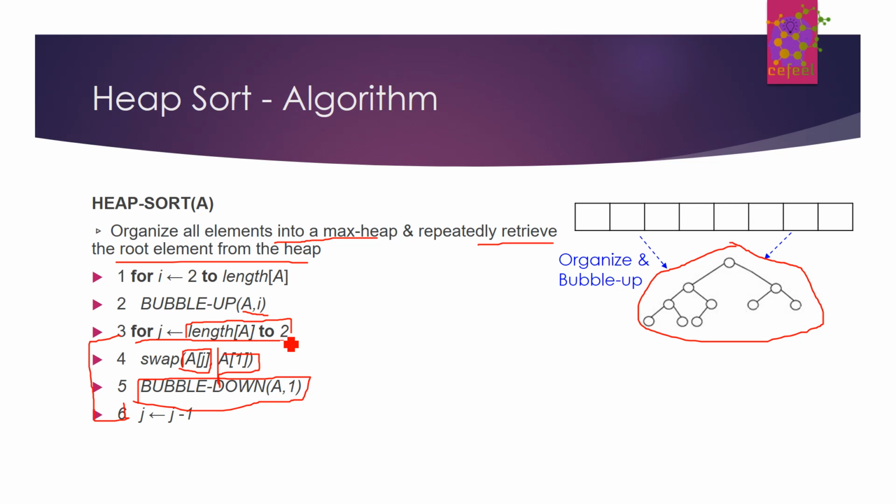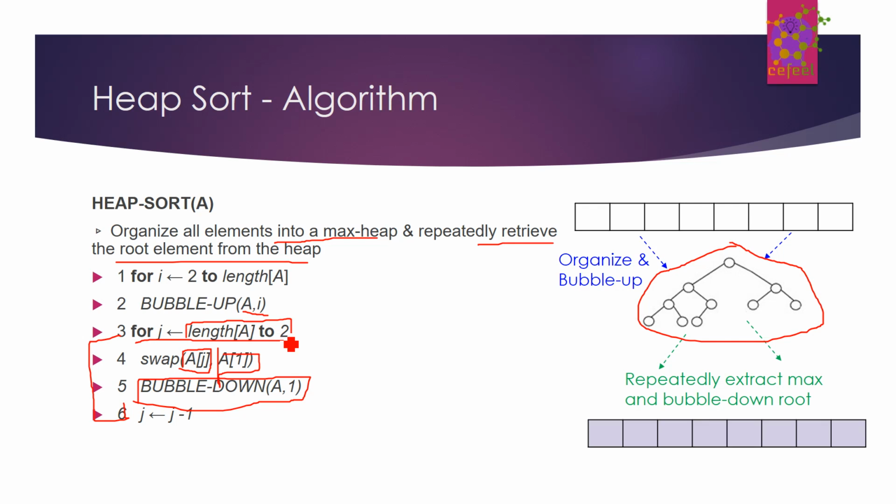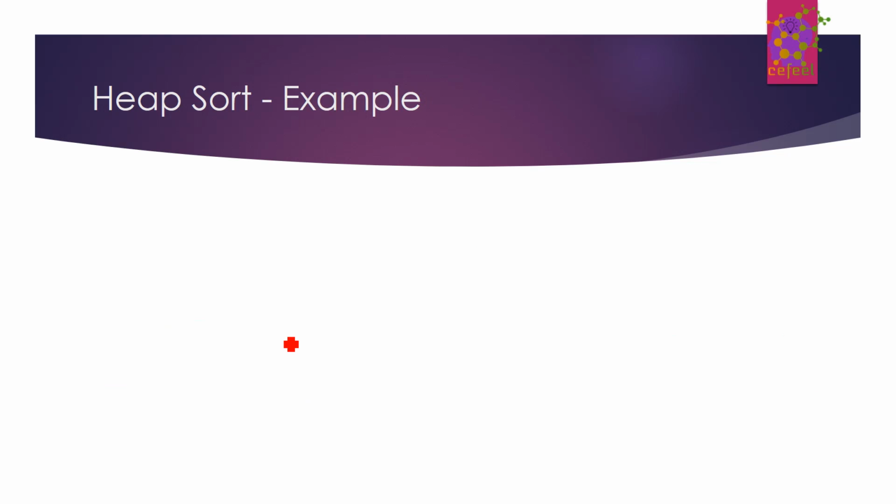We will see it in great detail when we see it with an example, because then it will make much more sense. So here is what it looks like pictorially. First we will organize and bubble up, then we will repeatedly replace the maximum element to the end, and then we will repeatedly call the bubble down algorithm, and finally that results in the sorted array. Alright, okay, cool.